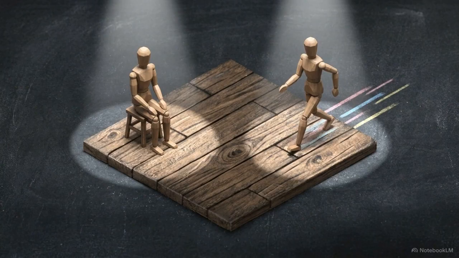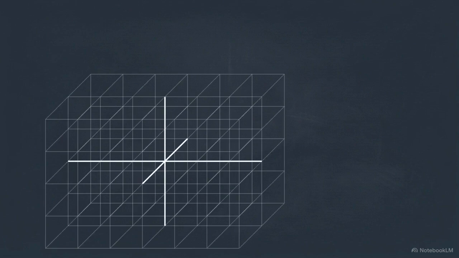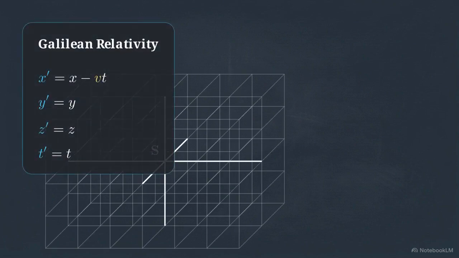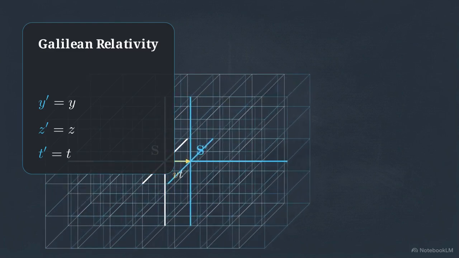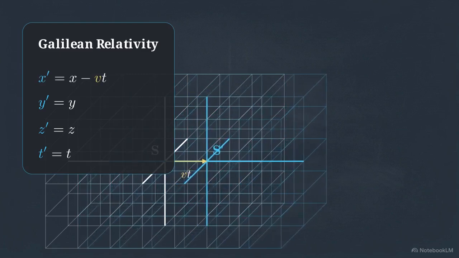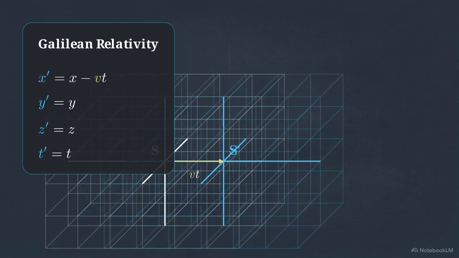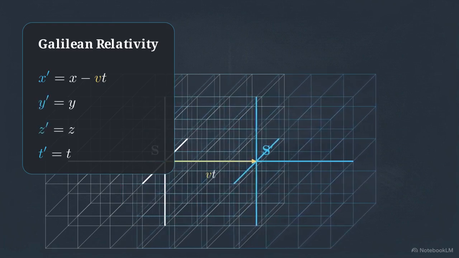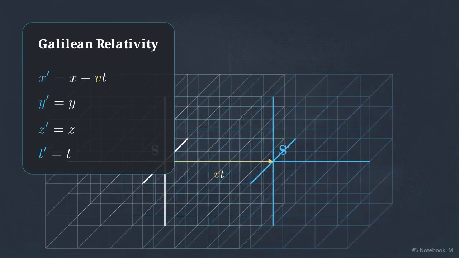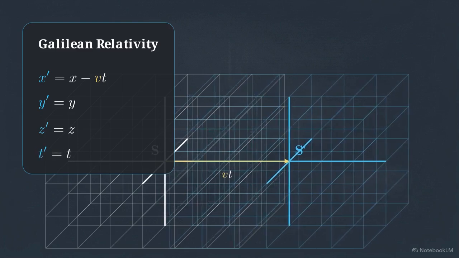To apply these rules, we need a way to translate events between an observer sitting still on the stage and an observer moving across it. We use Galilean relativity to link these different reference frames. Imagine an observer on a stationary train platform, frame S, tracking an observer on a moving train, frame S'. The moving frame's spatial coordinate, x', shifts by exactly x minus velocity times time. The perpendicular dimensions, y and z, remain completely unchanged by this motion.